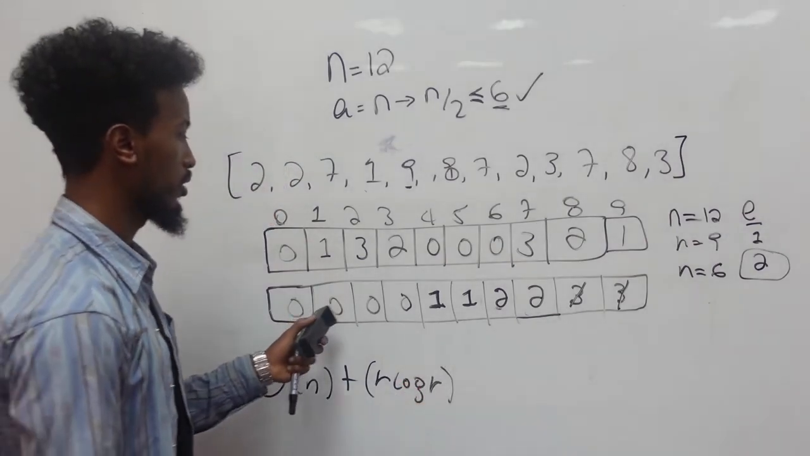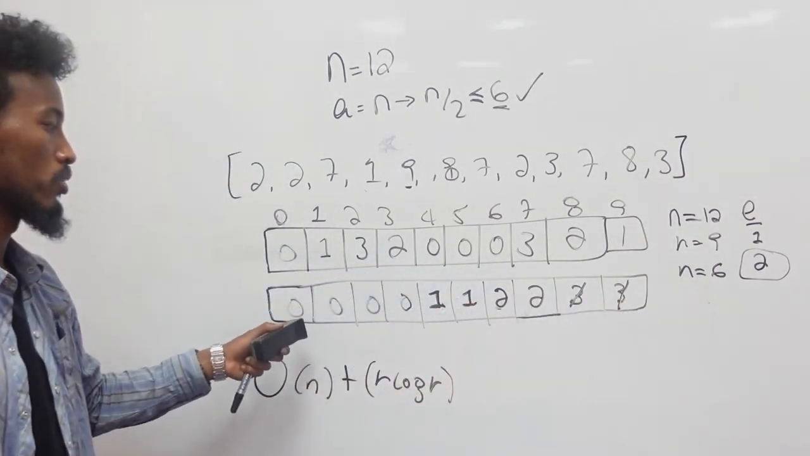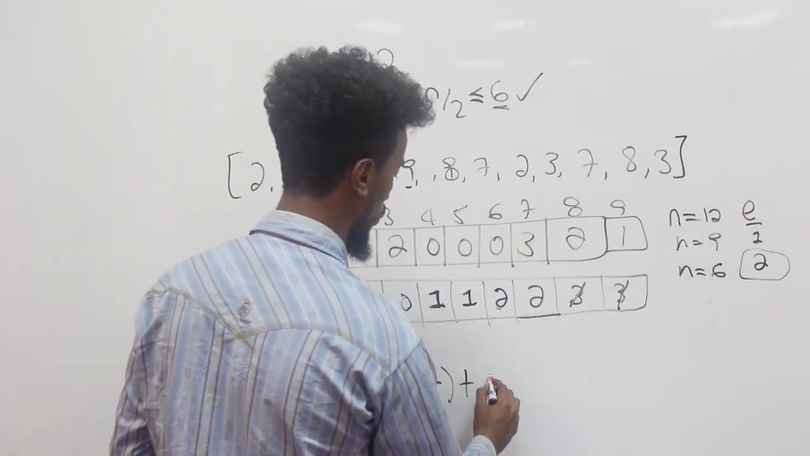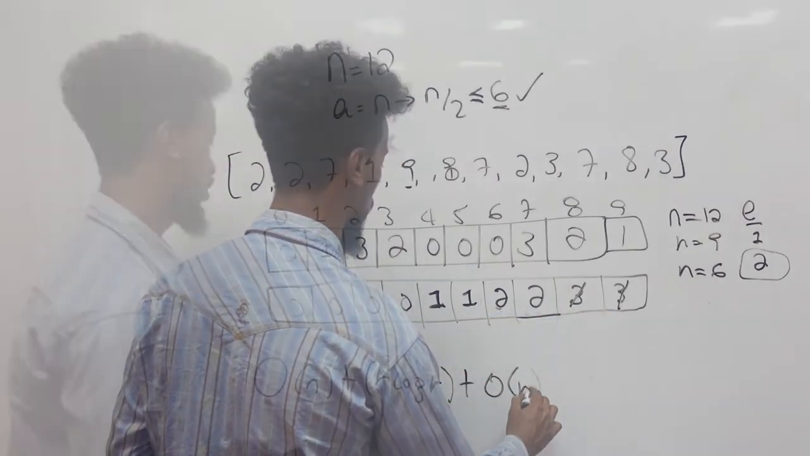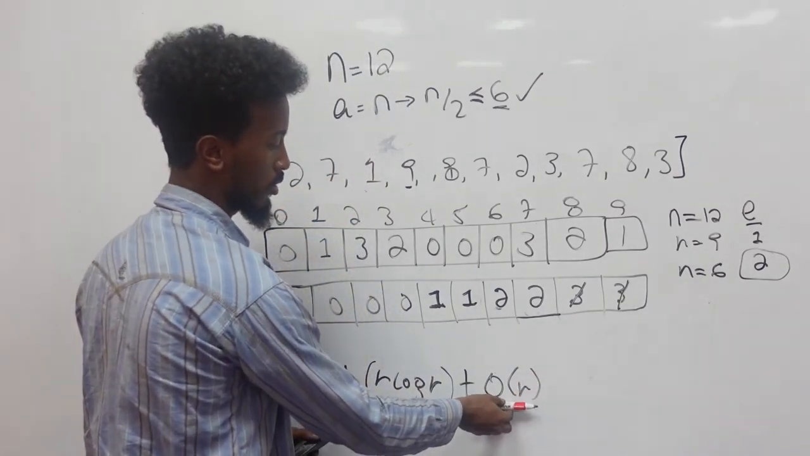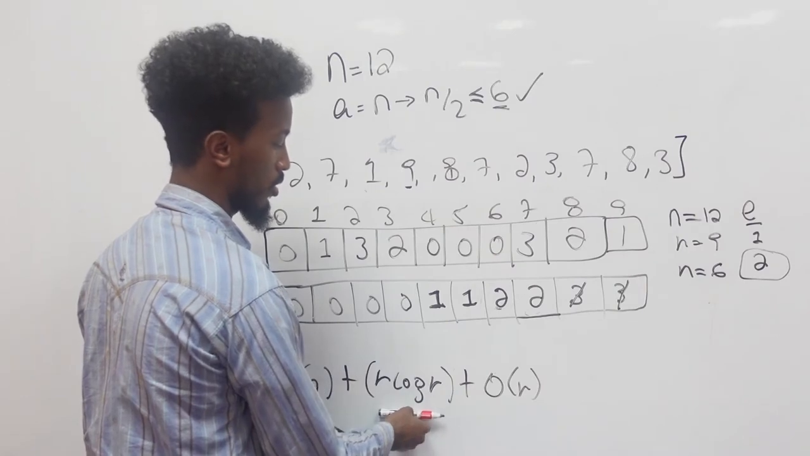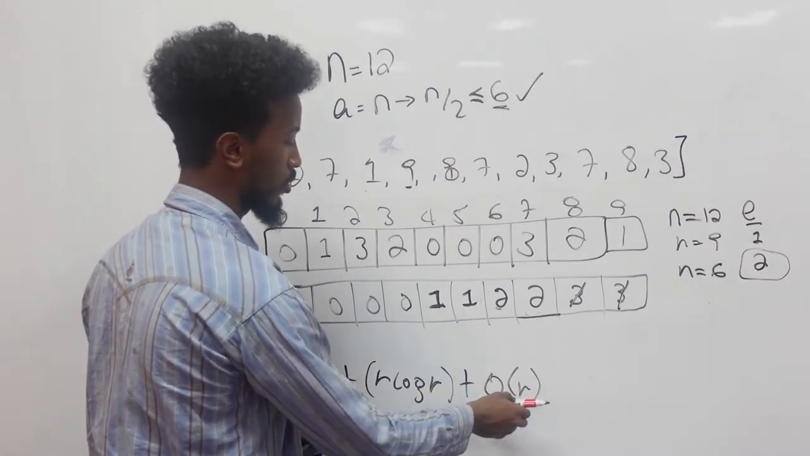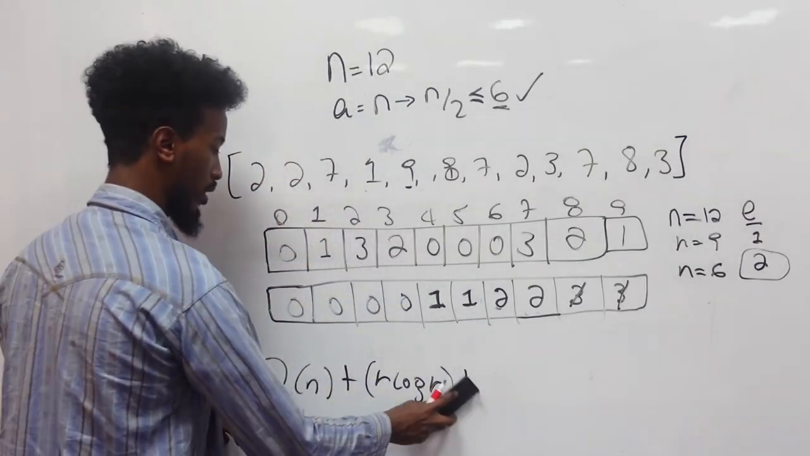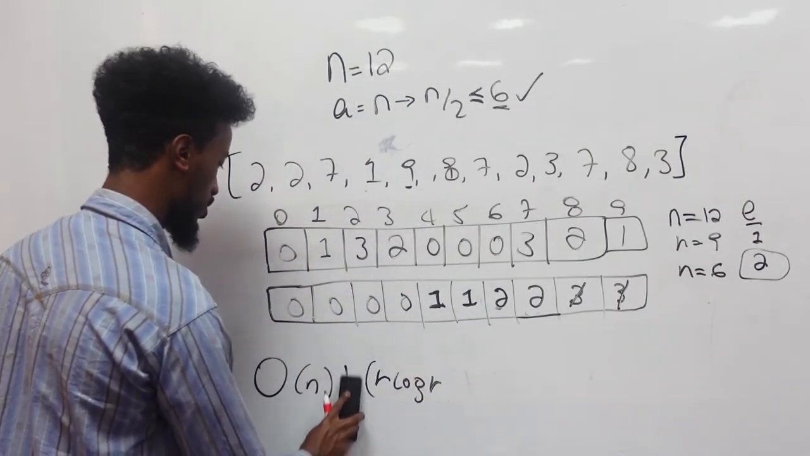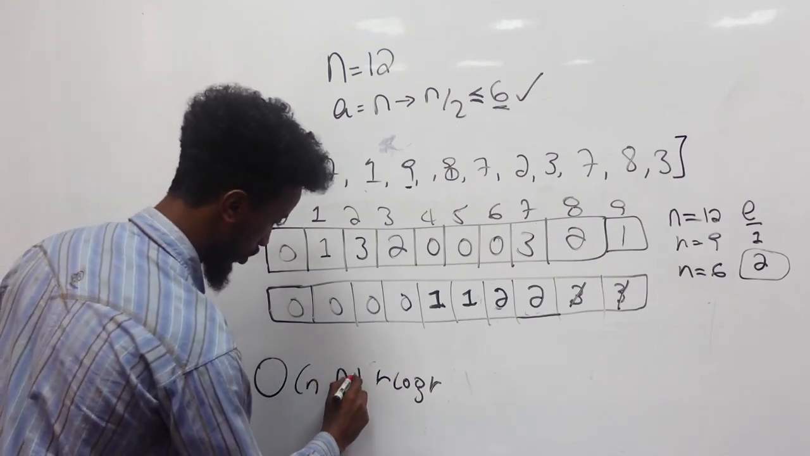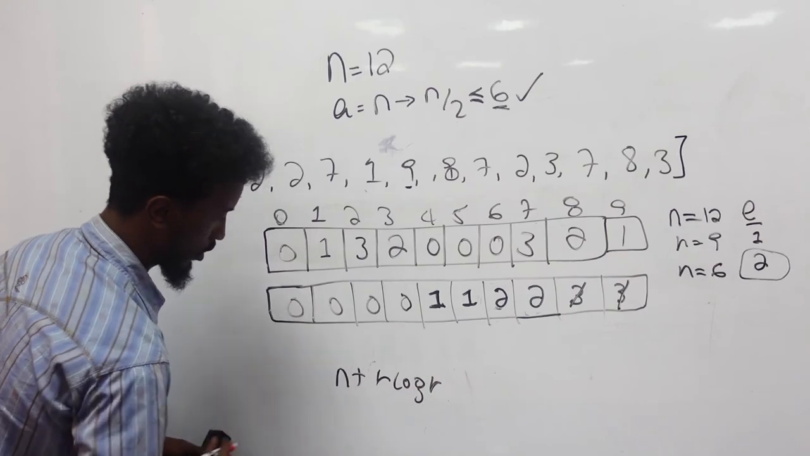Then finally we iterate through the sorted one and remove the elements, and this will be O of r. This term is dominated by the other, so we can remove it and simplify, and the total time complexity becomes O of n plus r log r.